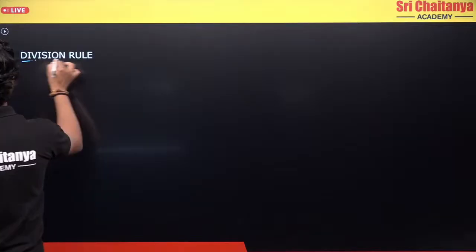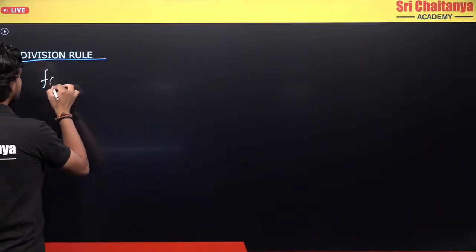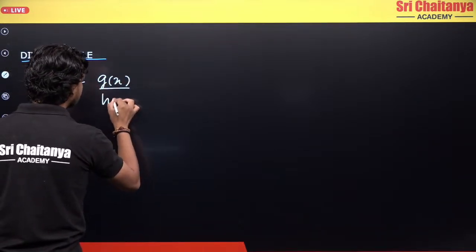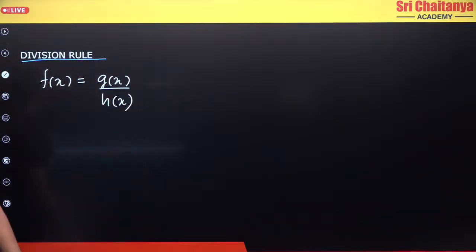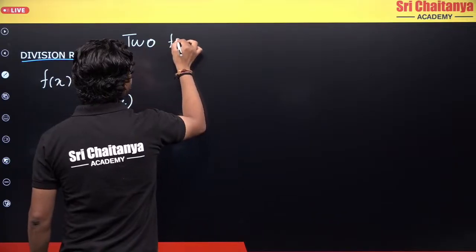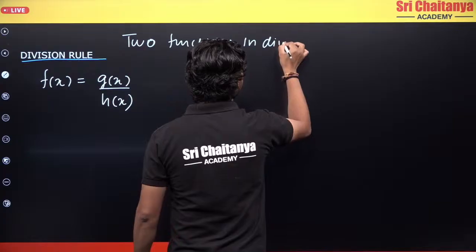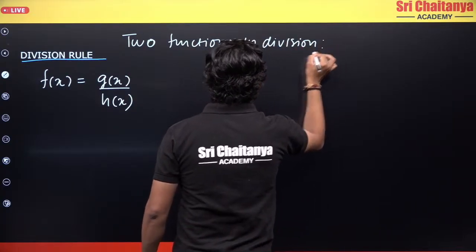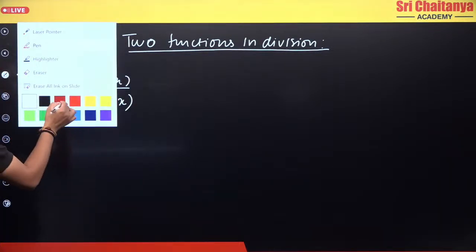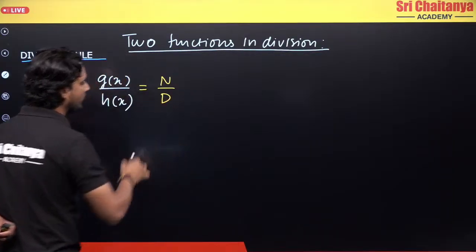So what does the division rule say? If I have two functions, f(x) is given as g(x) upon h(x). I have two functions which are in division. When two functions are in division, I will use this formula. Basically, this is my numerator and this is my denominator.